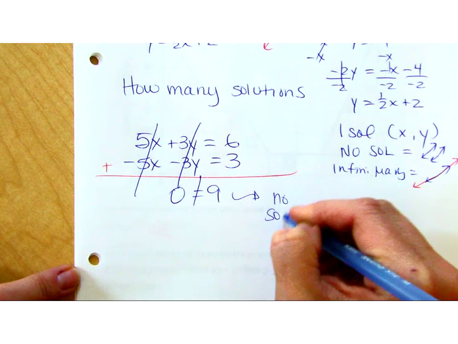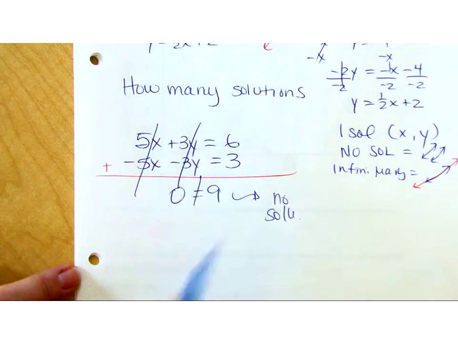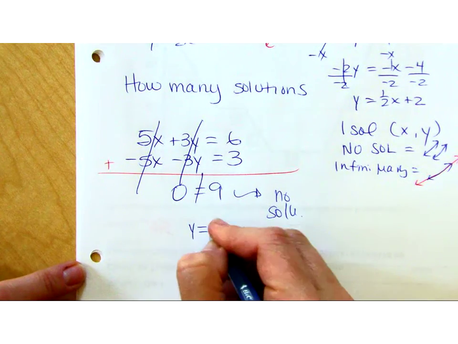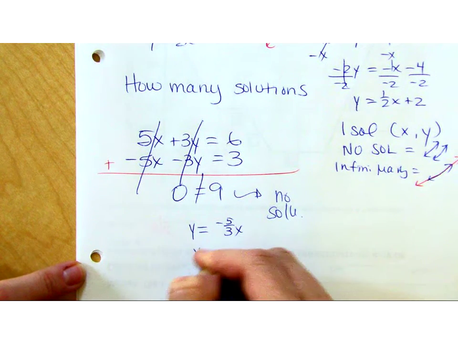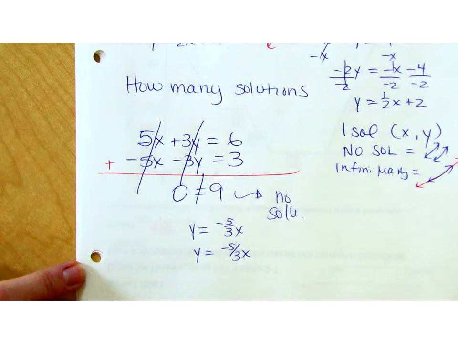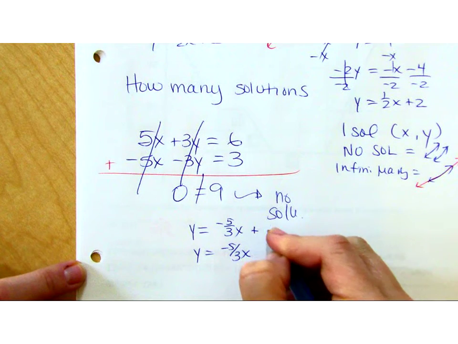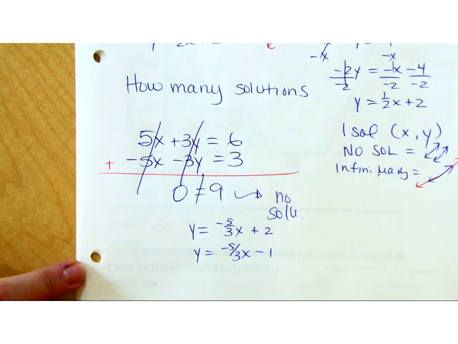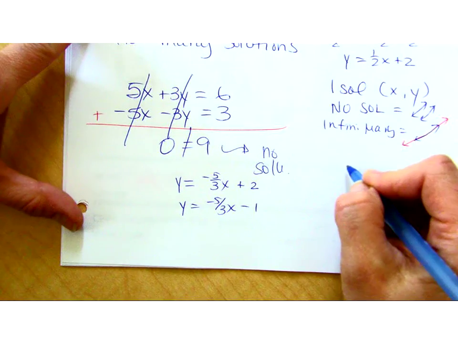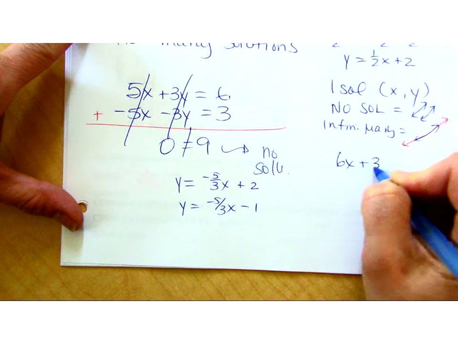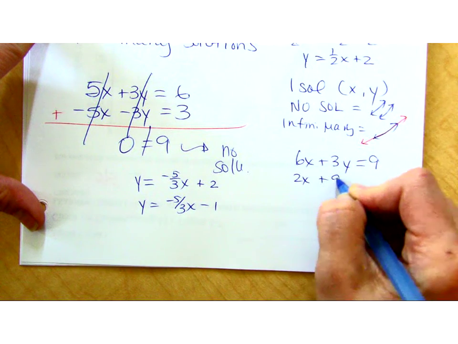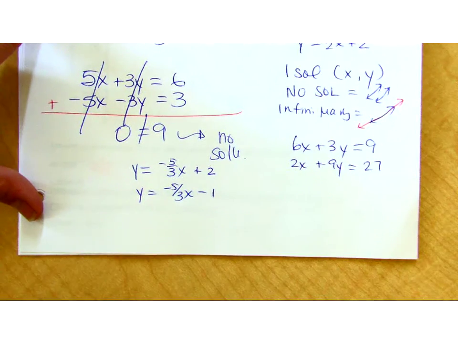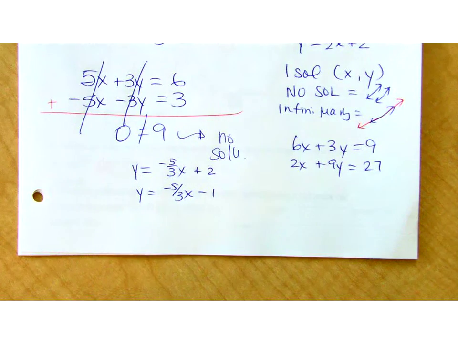If I were to solve both of these for y, I'd get 2 lines that have the same slope, but a what? Different y-intercept. Got it? That's because it's no solution. So if I were to give you a problem like this, and then this is it, we're done after this. 6x plus 3y equals 9. 2x plus 9y equals 27. How many solutions? 1, none, or infinitely many?